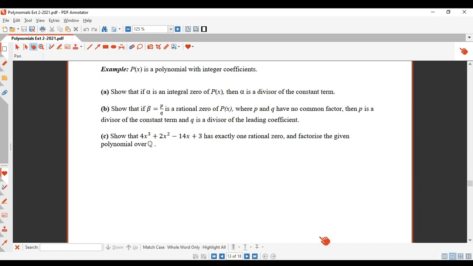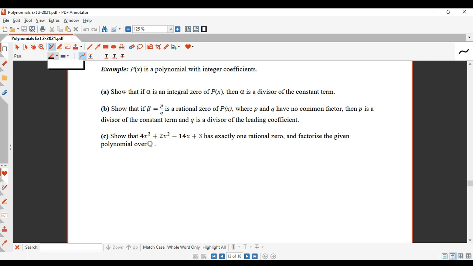Okay, so we're going to look at the next example, and let's have a look at part A. It says that p of x is a polynomial with integer coefficients. Show that if alpha is an integral 0 of p of x, then alpha is a divisor of the constant term. Okay, so let's start off with how we're going to approach this question. We're going to start off by defining what p of x is.